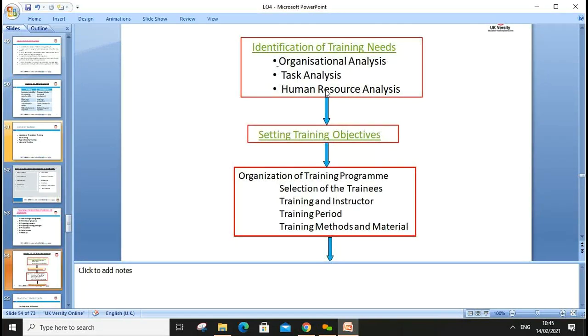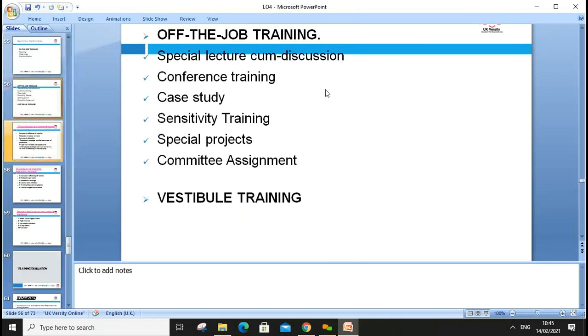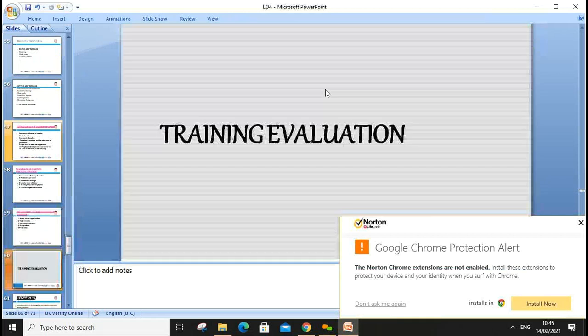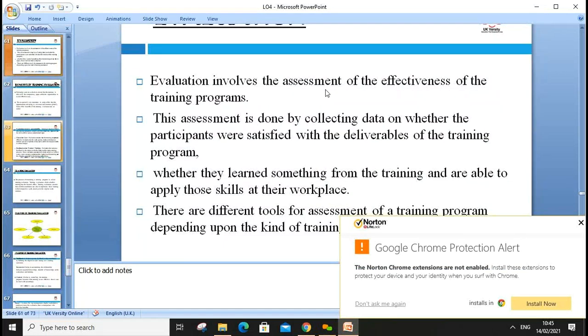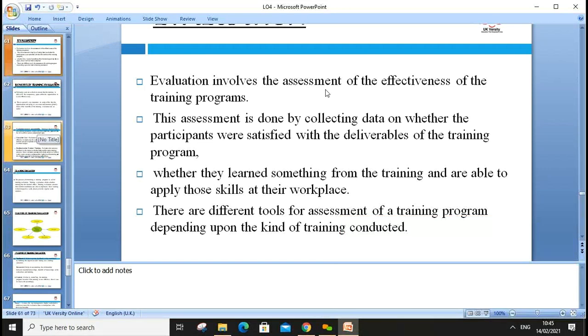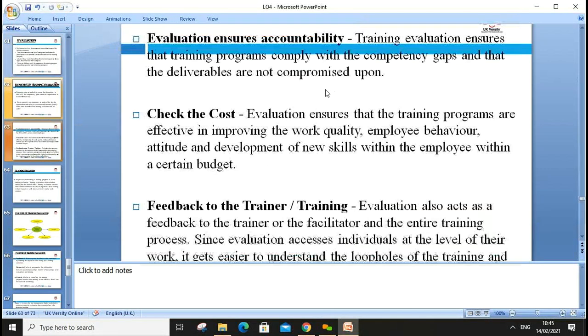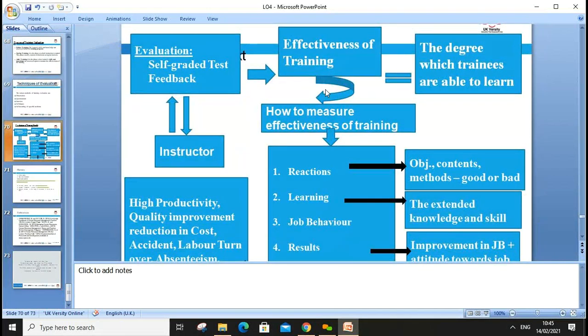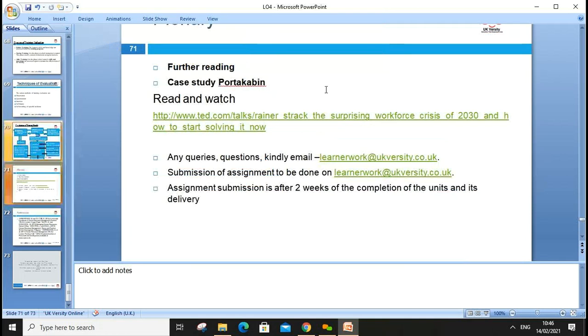I also included the difference between training and development, induction, orientation, job and apprenticeship training. These are all types of training, on the job and off the job. So guys, it's good to look around; there are a few more extra slides there. If you have any questions, you can ask and drop me an email.